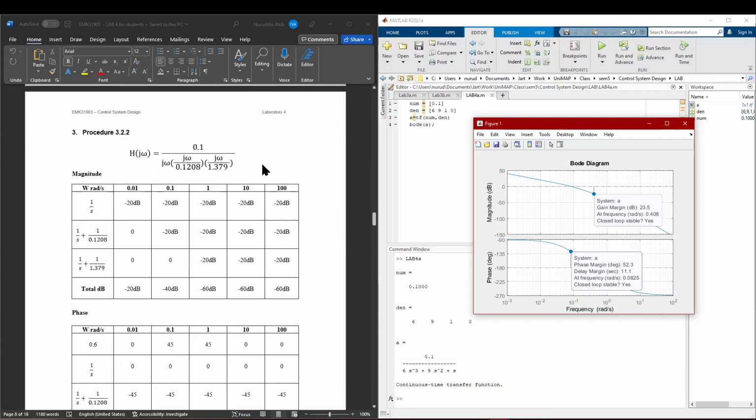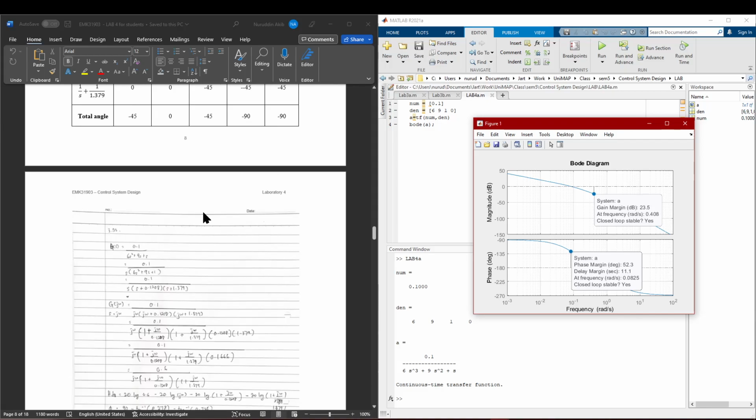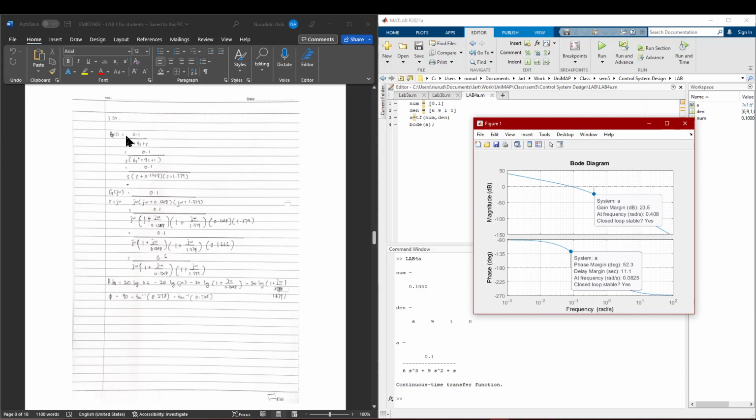After that, this is the calculation for the magnitude and phase. But this is for the result after we plot the graph. So we show you the calculation for the graph first. For the MATLAB, only this: put some coding and get the answer. So this is the calculation.